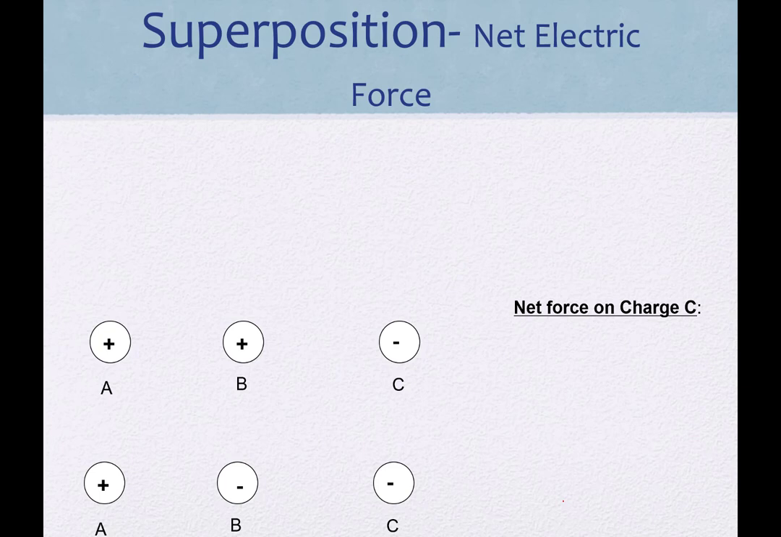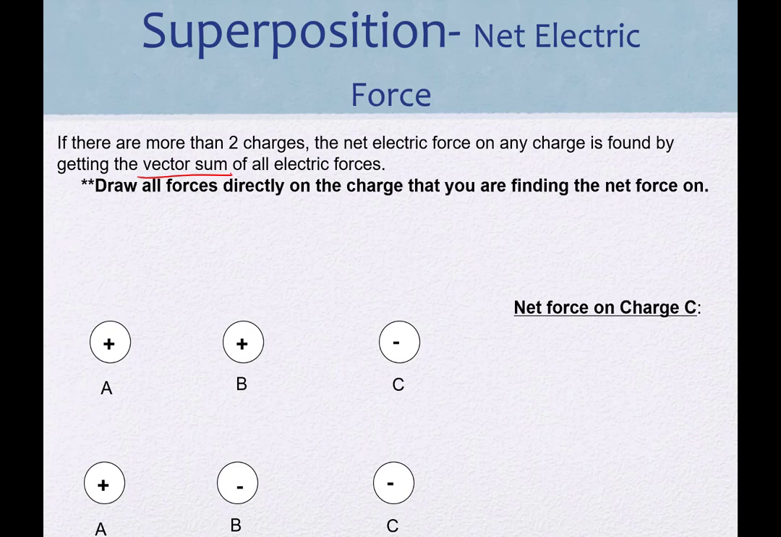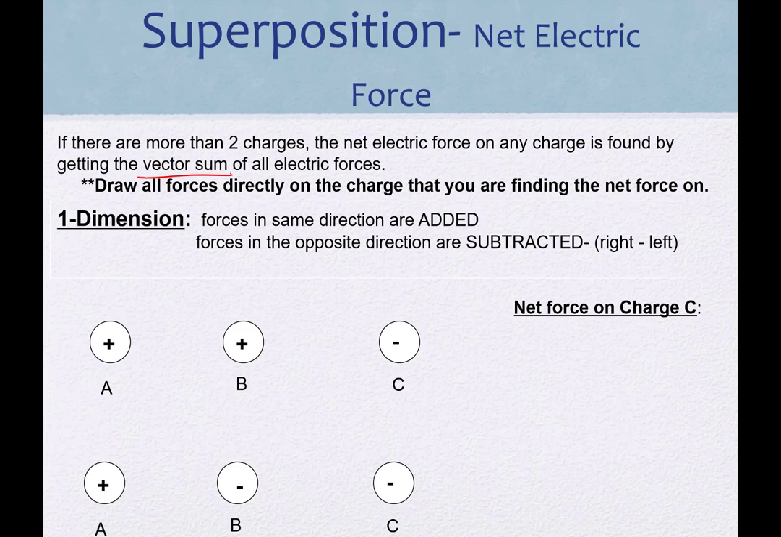Because this force, electric force, is a vector, just like any force, we use the principle of superposition to find the net force. If there are more than two charges, the net electric force is found by just getting the vector sum of all the electric forces. So if we can identify all the individual forces, we can find the net force. So we're going to draw all forces directly on the charge that you're finding the net force on. And then we are going to find the net force like a vector. If our forces are in the same direction, they're the same sign, so they're added. If they're in opposite direction, they're subtracted. But we want to be careful about direction in all cases.